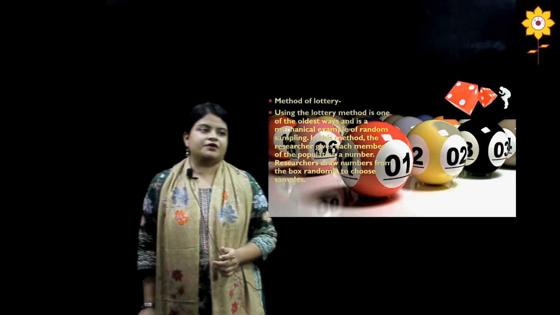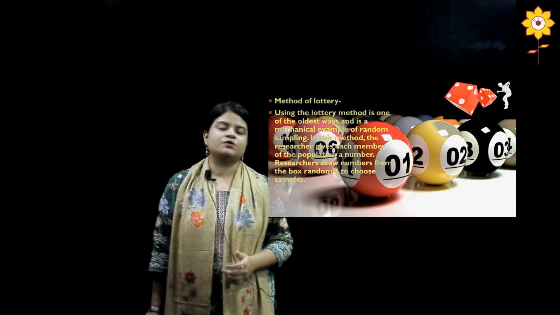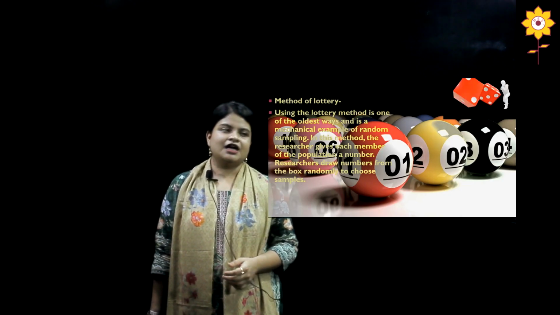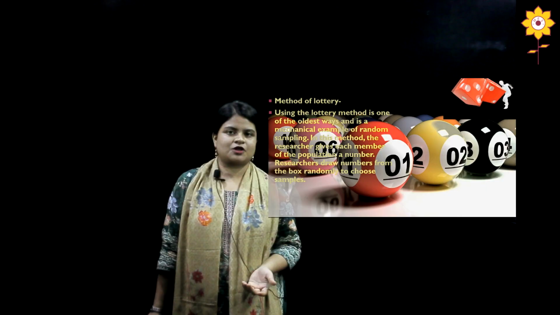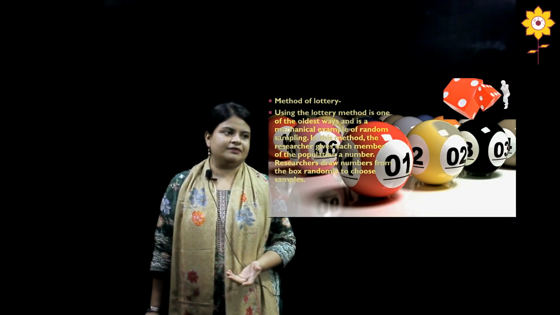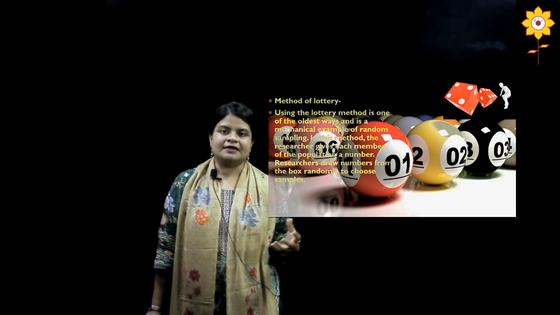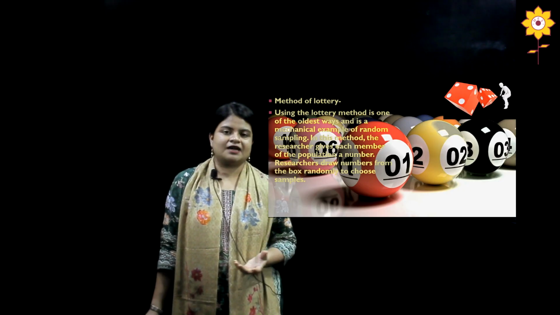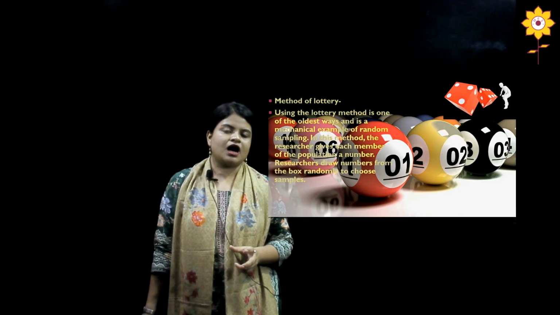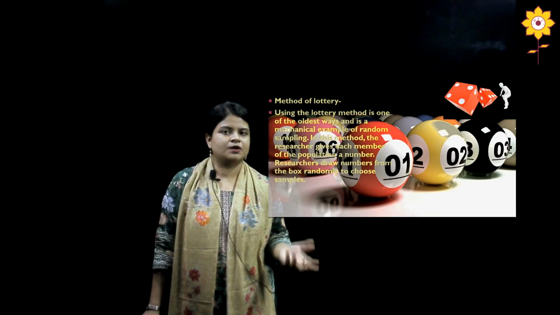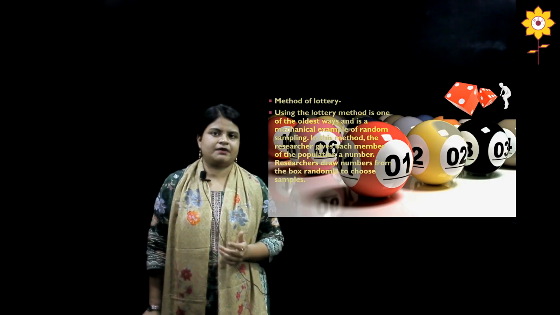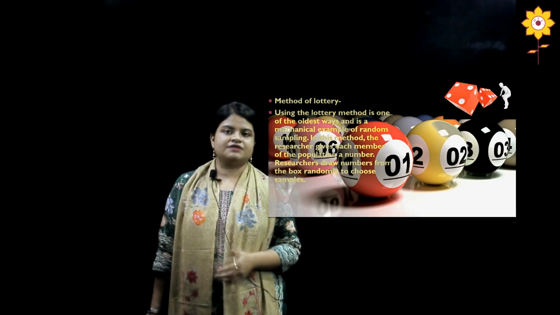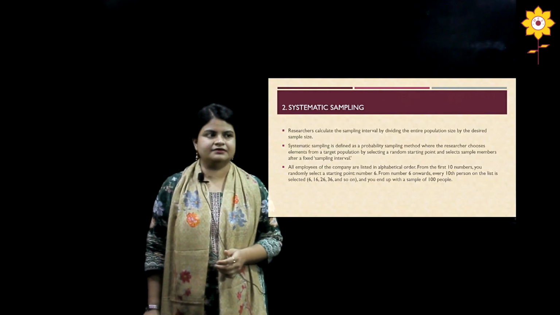Like the method of lottery. The method of lottery is one such example of sampling. Here the lottery method is quite the oldest method for selecting a particular sample. The random people would be assigned numbers, and then the researcher will draw a random number from those boxes. So it's like a lottery system. Whichever numbers get picked would be a part of the research as a sample.